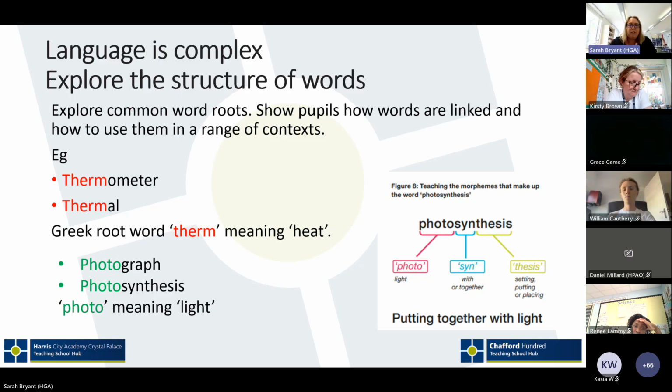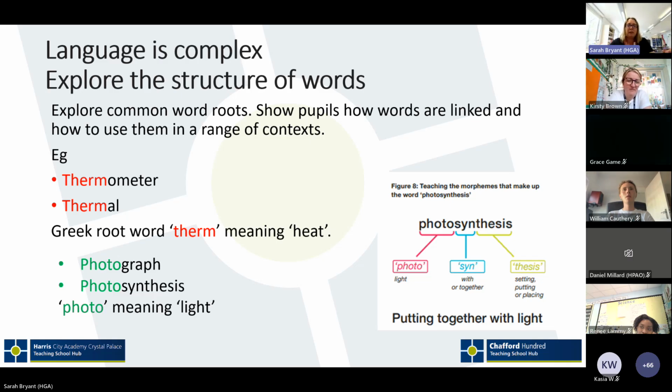We also have photo, so photograph, which children may be familiar with, but they might not know about photosynthesis. But the root word there is photo, which means light. So photograph needs light to take the photo. Photosynthesis needs light for the leaves to make their own food.